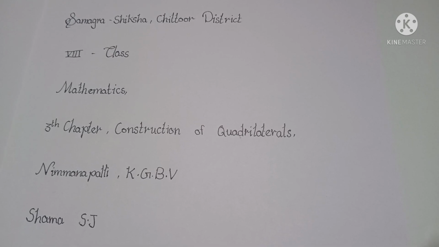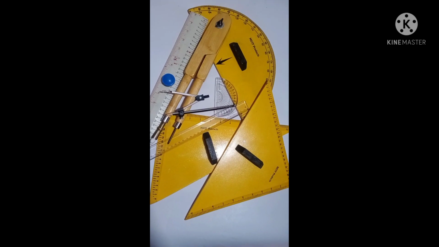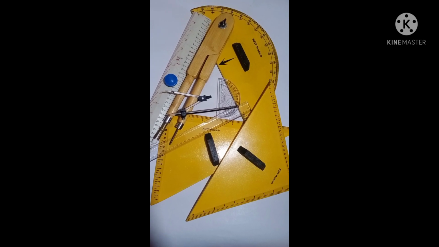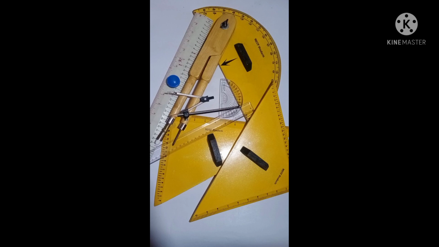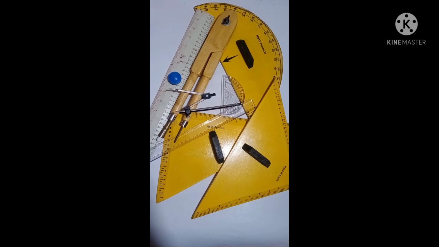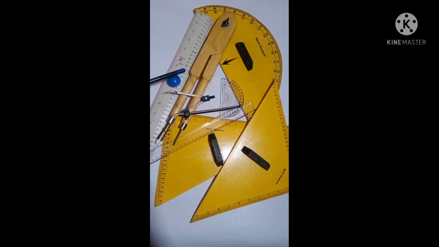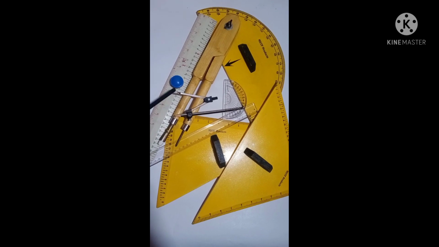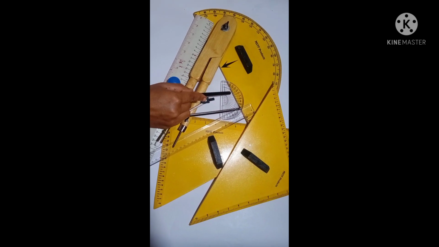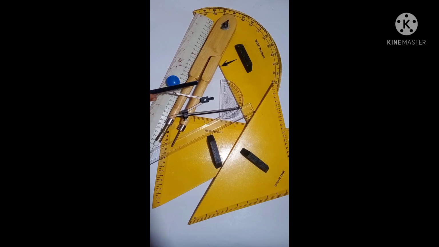Now I will teach you mathematics. Today we are going to learn 8th class mathematics, new chapter number 3, construction of quadrilaterals. In this chapter we are using these objects: a scale, protractor, set squares and compass.